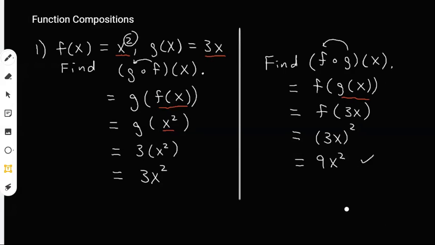So see how these two functions are different? For the first one, you're putting f inside of g. But for the next one, you're putting g inside of f. So the order of that composition matters. So when you're composing two functions, you're always taking one function and you're putting it inside of the other to get a brand new function.